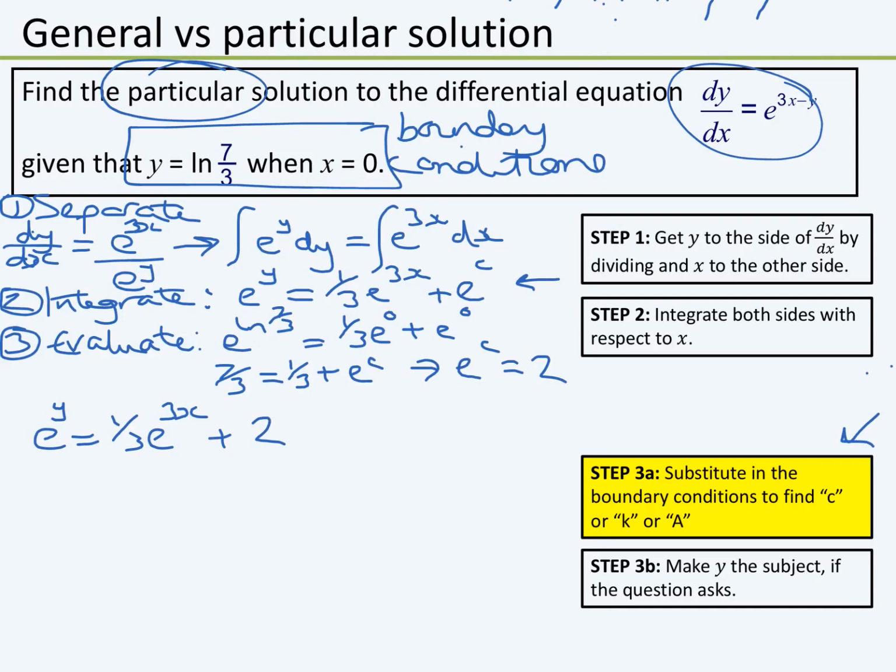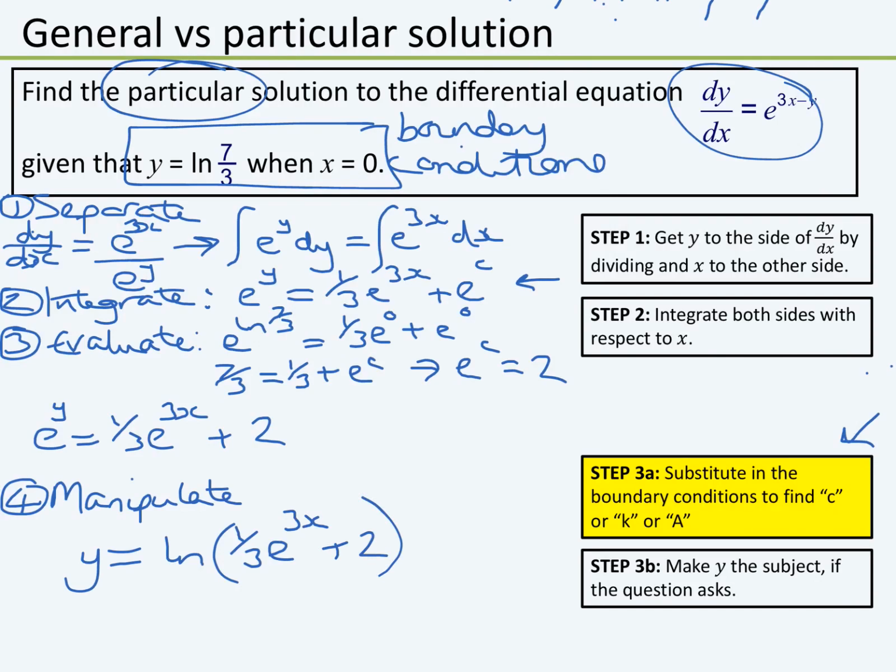Ideally, we would want to make this y equals rather than e to the y equals. Again, it doesn't ask me to in the question, but it's good practice to do it if you can. And so this is the step that we were calling manipulate, in other words, rearranging. So I'm going to make that y equals by simply taking the natural logarithm of everything on the right hand side. So a third e to the 3x plus the 2 all in one go, not separate logs, all in one go. And that is my final answer.